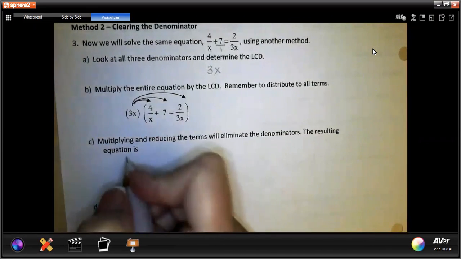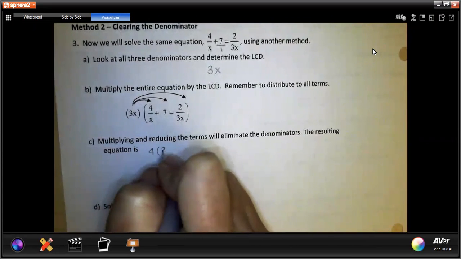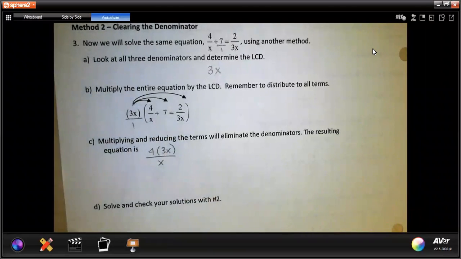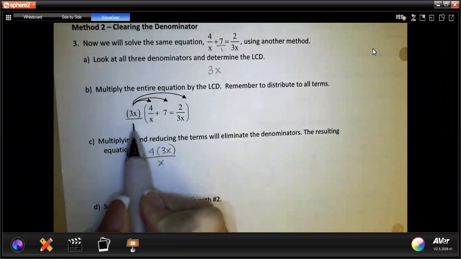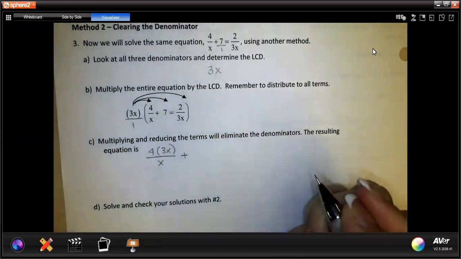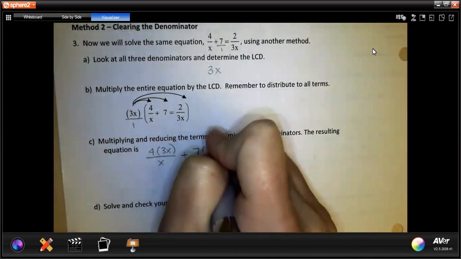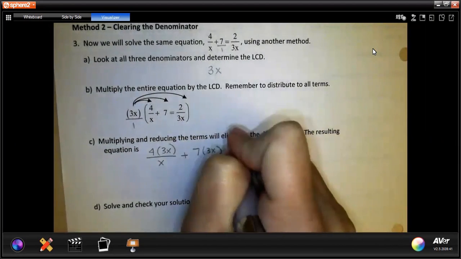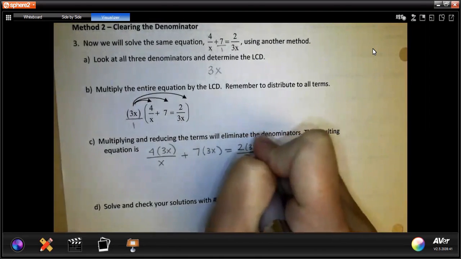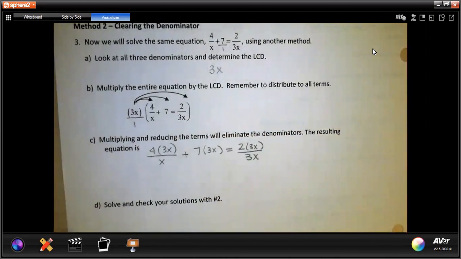When we do that, we get 4 times 3x over x. Remember, all whole numbers are over 1, and when we multiply the numerators, we multiply the denominators. When we multiply it times the second one, we get 7 times 3x. And when we multiply it times the third one, we get 2 times 3x over 3x. All right, so here's why we did that.